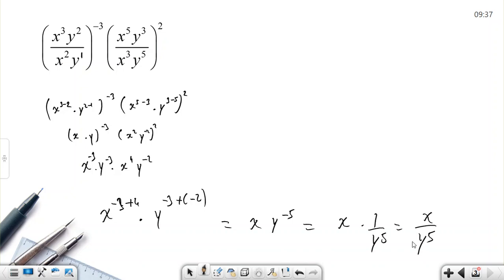That's the end of the video. So I only keep up with the rules. First I solve inside the parentheses, and inside the parentheses I subtract the powers with the common base. So 3 minus 2, x to the power of 1, 2 minus 1, y. So there's a negative 3, so I can use the second or third rule. Third rule. So this negative 3 power applies to x and to y. This 2 is the power of x, but there's a 2.